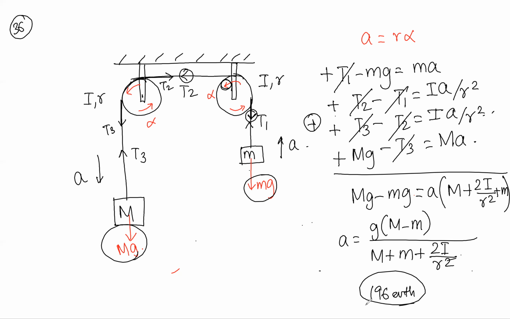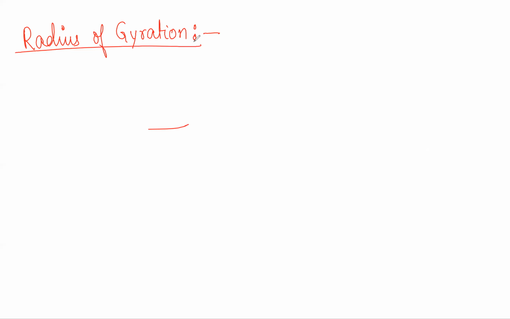There is one thing I did not talk about so far, so I'll add a theory part to the last thing in this chapter. There is something that is called radius of gyration. Gyration is the fancy word for rotation. Gyration just means rotation. So radius of gyration is actually a mathematical concept.